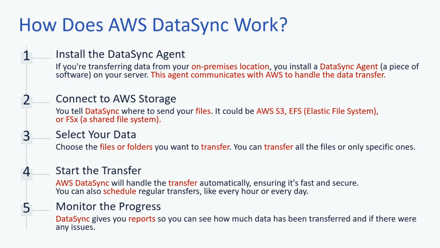Now we will see how AWS DataSync works. If you are transferring data from your on-premises location, you have to install a DataSync agent on your server. This agent communicates with AWS to handle the data transfer. You tell DataSync where to send your files. It could be AWS S3, Elastic File System, or a shared file system. Then choose the files or folders you want to transfer. You can transfer all the files or only specific ones. AWS DataSync will handle the transfer automatically, ensuring it is fast and secure.